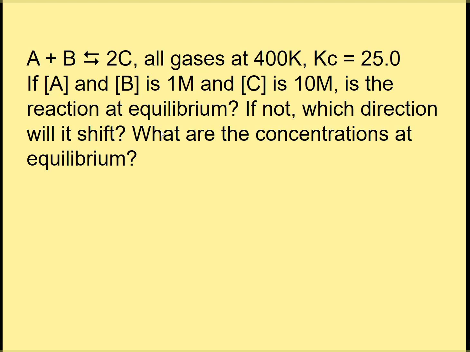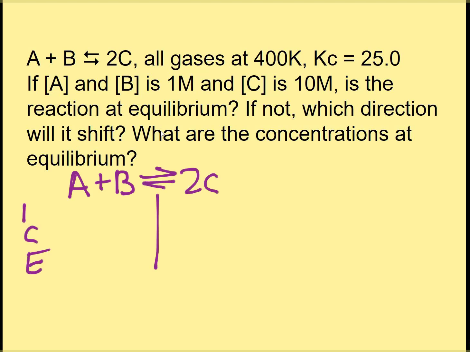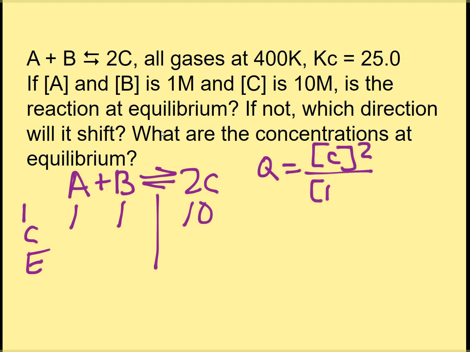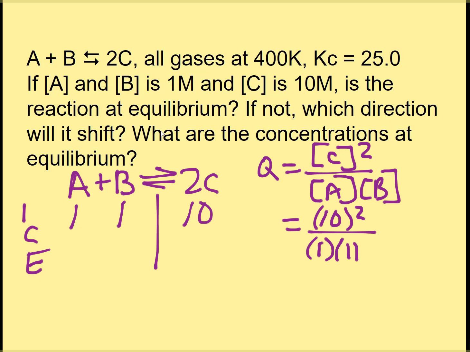Okay, we're going to do our final example. So write the equation at the top. Separate those reactants from the products. Put in what we know. So A and B are 1, C is 10. So I'm going to write that reaction quotient. So C squared over A times B. Go ahead and plug everything in. And I get 100. Let's compare that to the K.